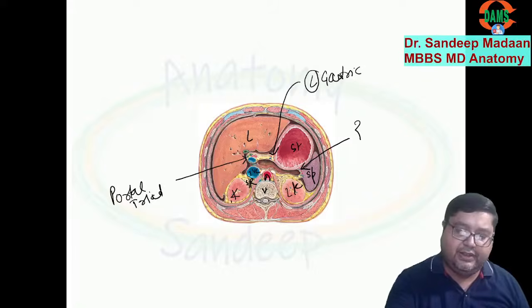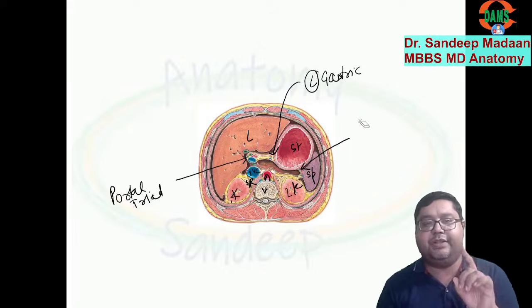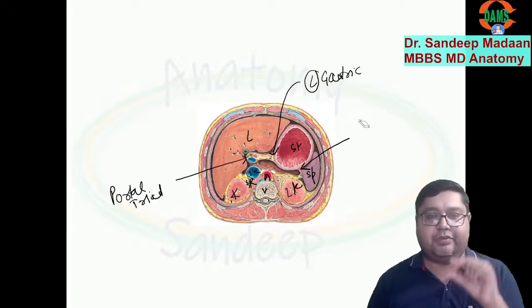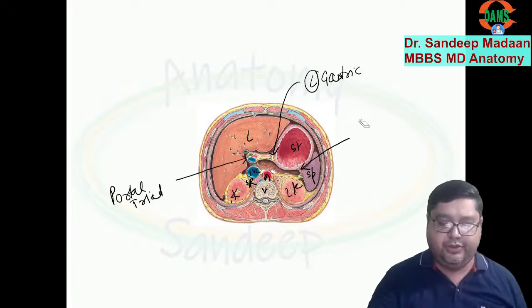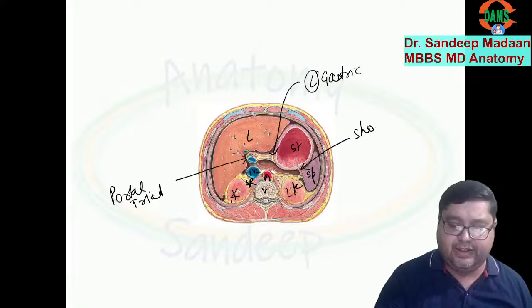Can you tell me what this gastrosplenic ligament contains? Look at the name of the ligament. The trick is, look at the name: gastrosplenic. First word, gastro. So short gastric artery. It is having the gastric artery.